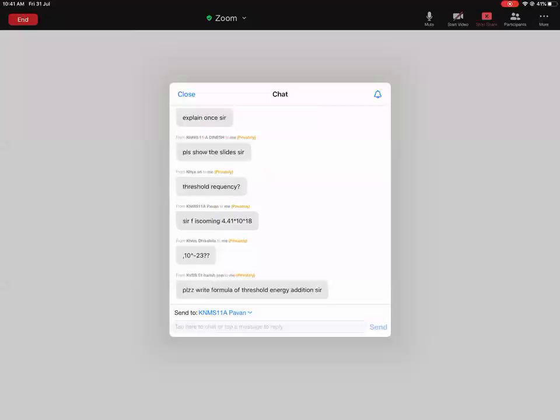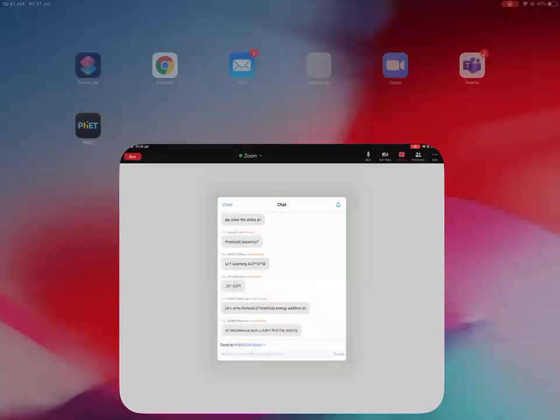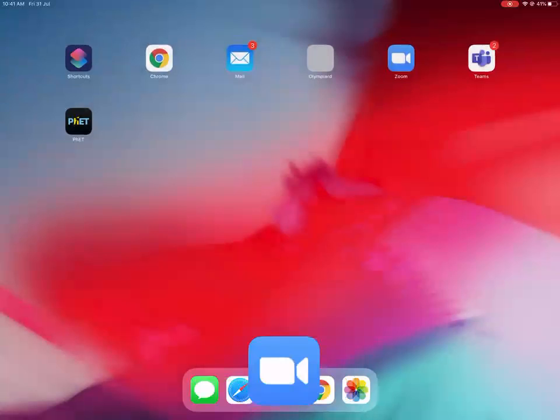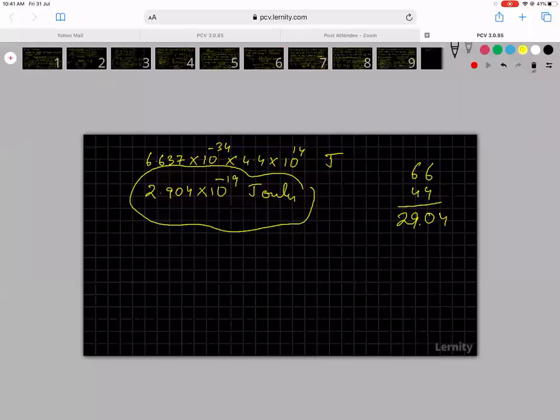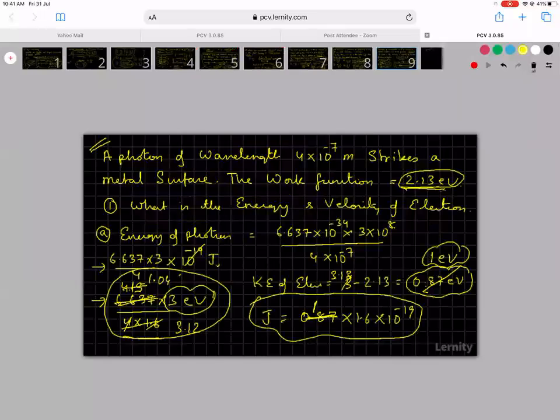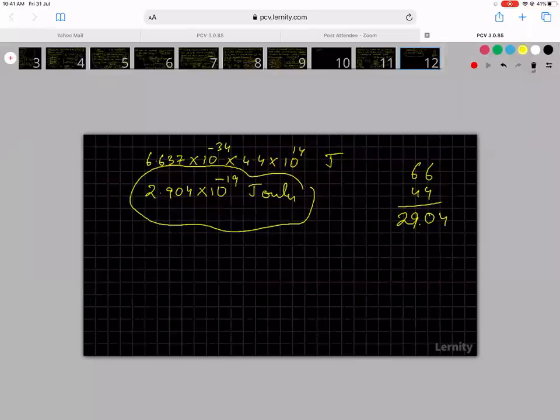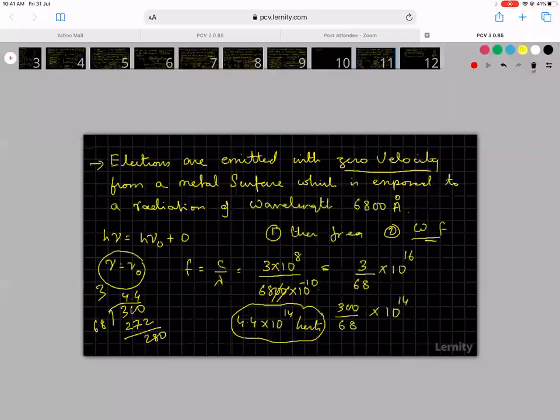So F is coming 4.14. Yeah, in the previous sum I didn't find out velocity. They said the student has to find out. This is the previous question. So this is the thing. H nu is equal to H nu naught plus kinetic energy. Now they are saying kinetic energy is 0. So kinetic energy is 0 means the frequency corresponds to threshold frequency.